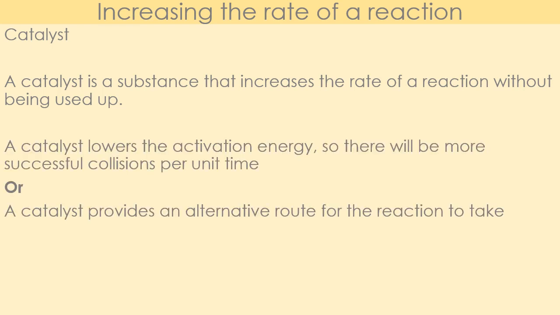Now, a catalyst works by lowering the activation energy. We've got a lower activation energy, more of those particles that collide will reach that activation energy. So we can say we get more successful collisions per unit time. Alternatively, we can say that a catalyst provides an alternative route for the reaction to take place. If you go on to study A-level chemistry, we look more about those alternative routes. For the moment, we're happy enough just to know that it does provide an alternative route.